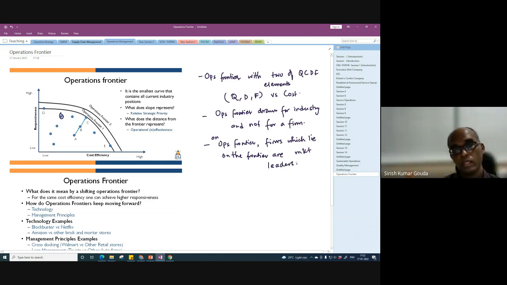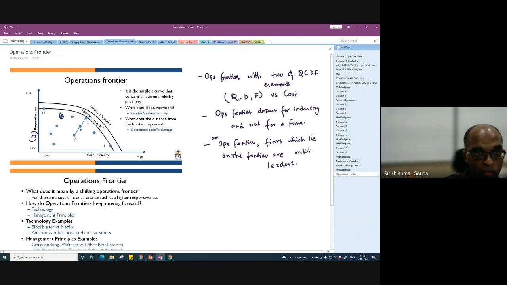Now, with this in context, as we can see here, we have taken an example of responsiveness on the y-axis and cost efficiency on the x-axis. Here, responsiveness is a proxy for delivery time. Higher responsiveness means lower delivery time, and lower responsiveness means higher delivery time. In the same way, higher cost efficiency means the cost is lower, and lower cost efficiency means higher cost. Here we can clearly see that there are three blue dots which are on the operations frontier.